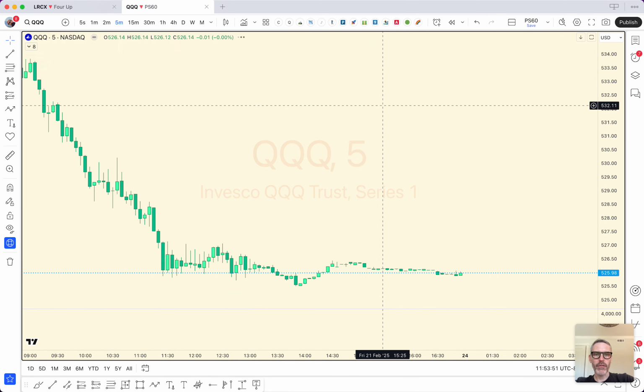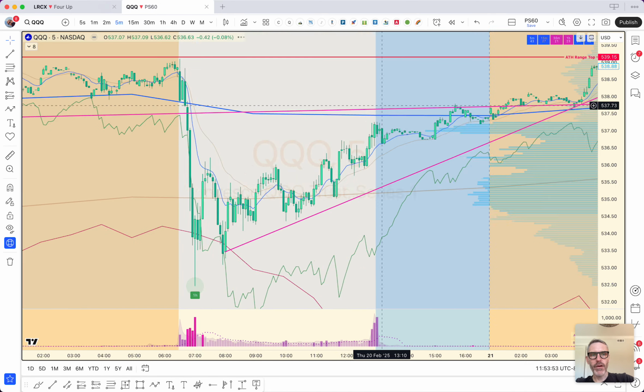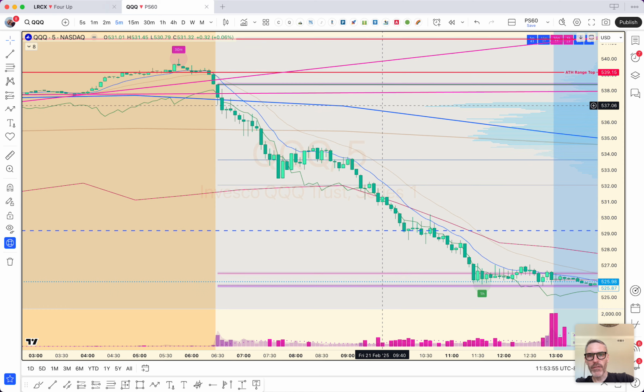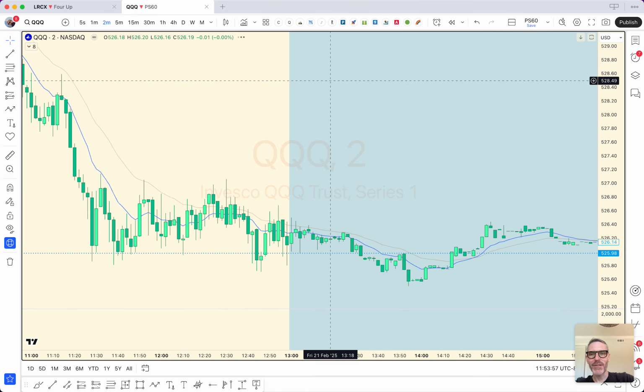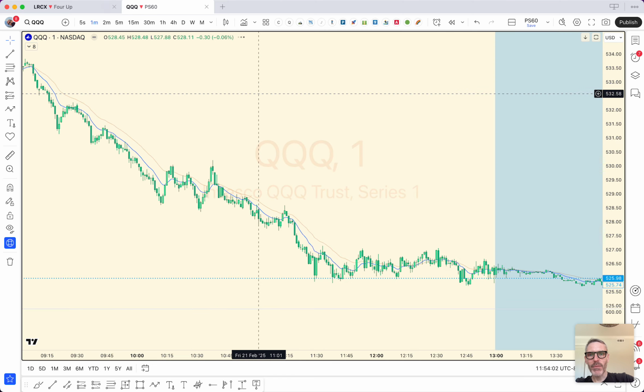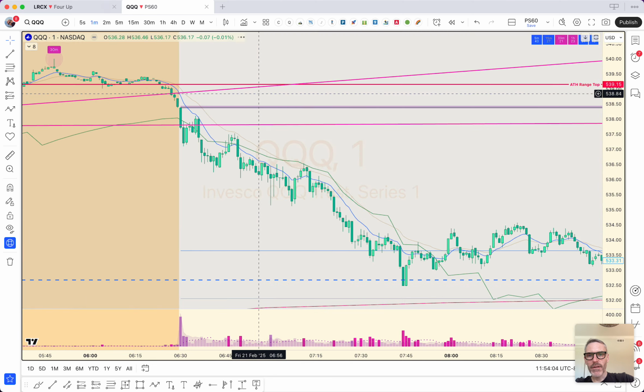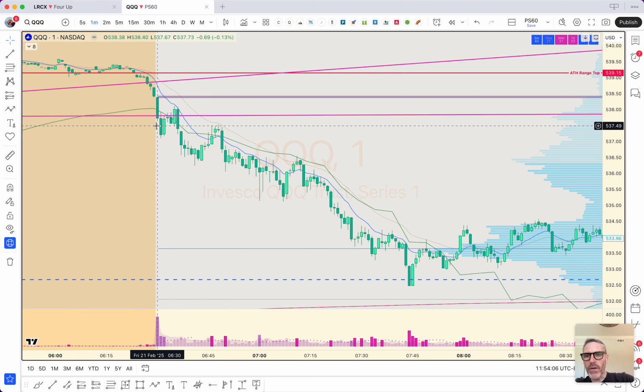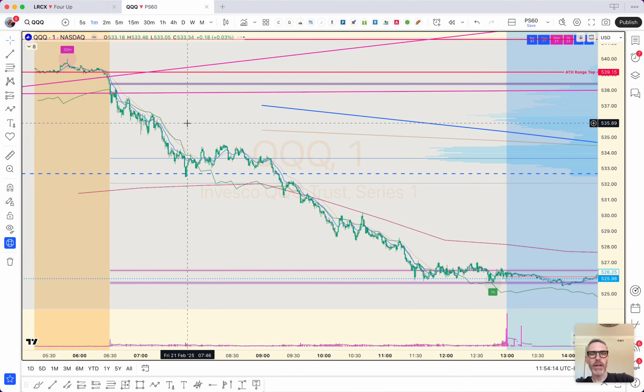Let me actually look at this on the 5. What did it do on the 5? Was it that clear on the 5? Yes. How about on the 2-minute? How clear was it on the 2-minute? Yes. How about on the 1-minute? What was the high on the 1-minute? High 538.40 and the open 538.38. So yeah, from the very first 1-minute candle, it was bears all day.